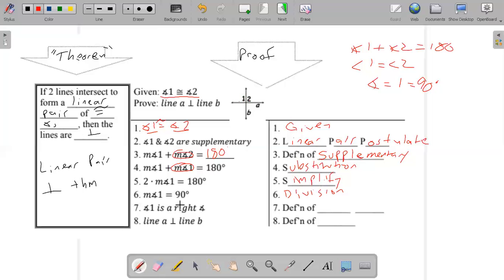Angle 1 is 90 degrees. That means that angle 1 is a right angle. So this is the definition of a right angle. And then finally, line A is perpendicular to line B. This is the definition of perpendicular.